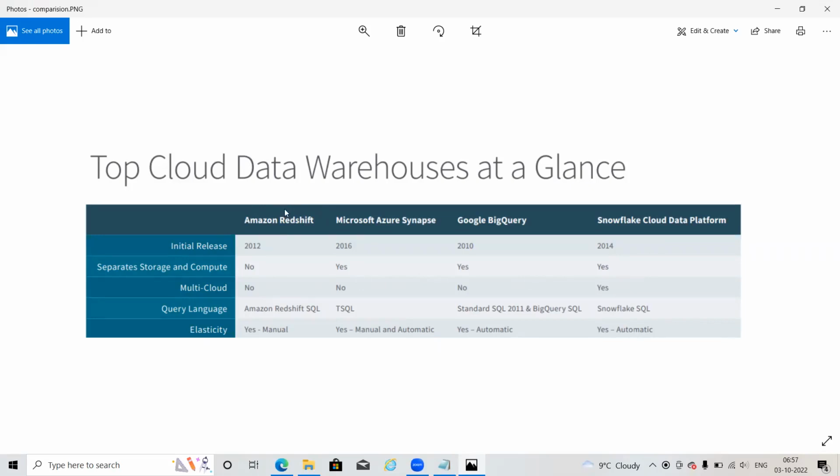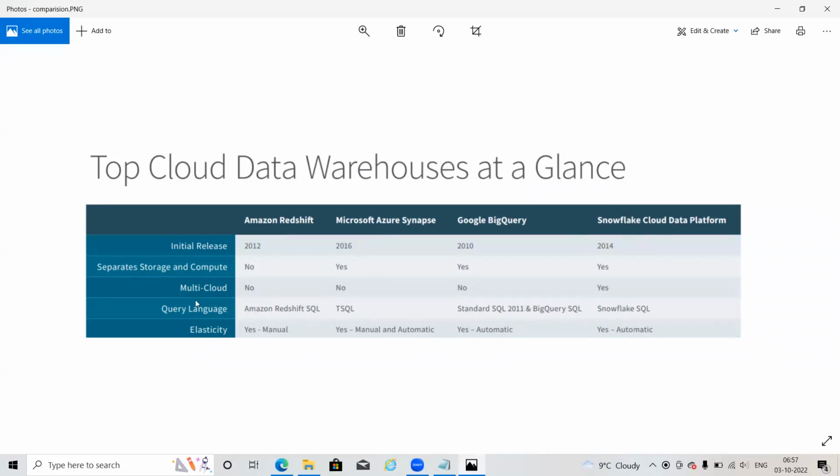Someone asked what is the difference between Azure and Snowflake. There are differences in the architecture, in how they have been built. This multi-cloud architecture is supporting and providing a very good benefit in Snowflake.